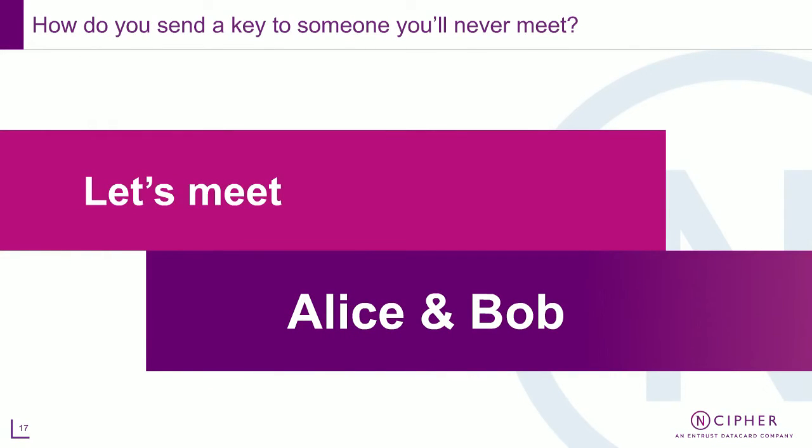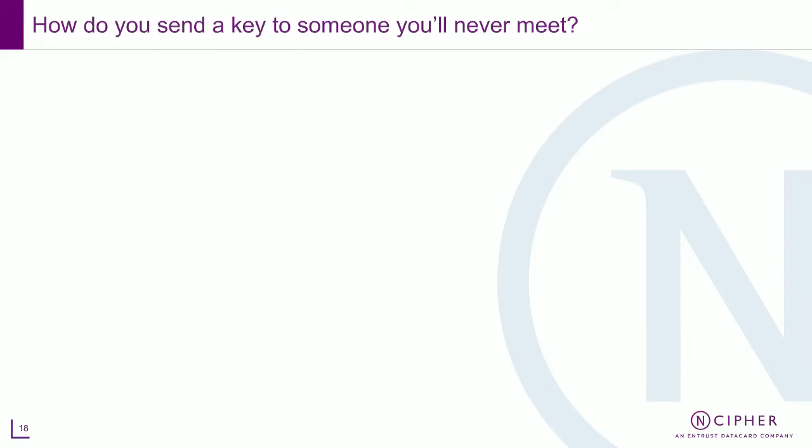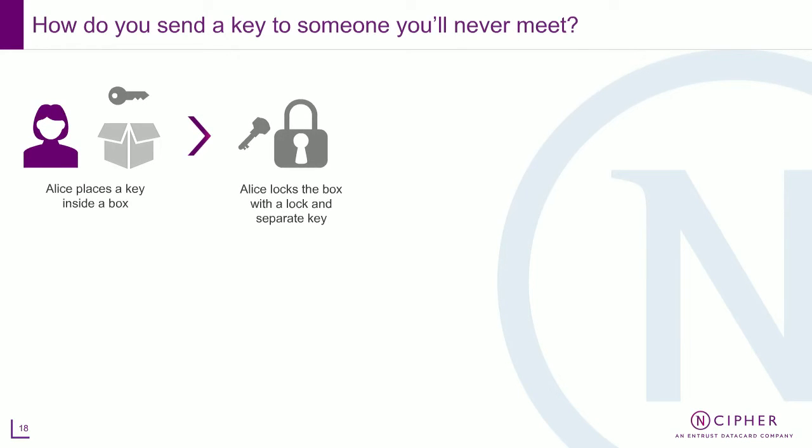Now, how do you send a key to someone you've never met? This kind of story has been used a number of times. So let's meet Alice and Bob. Alice needs to send a private key to Bob. So she puts her key into a box and she puts her lock on it.